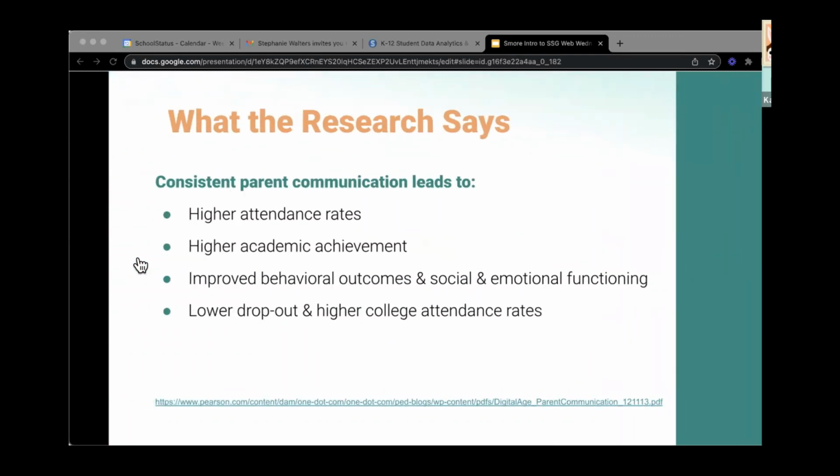Now, the reason I have come to believe that school communications are fundamentally about relationship is because of what I've read in education research. So as you glance over this slide and see these incredible outcomes that come from great parent communication, there's really a single, simple, but powerful reason behind all of this improvement, and it's trust.